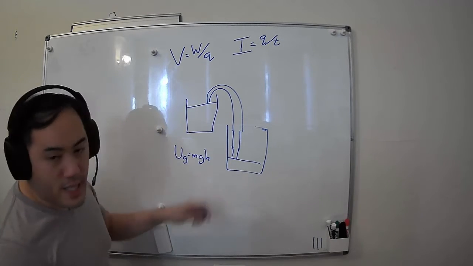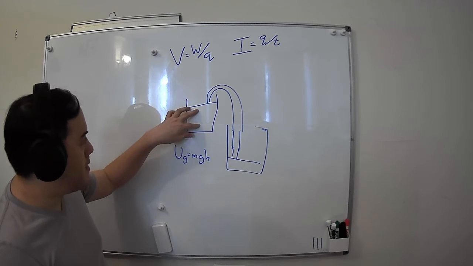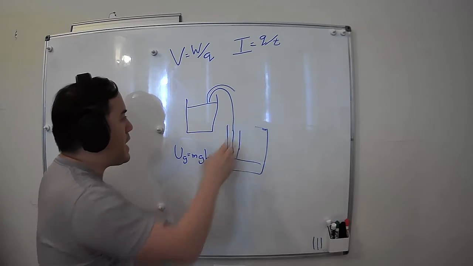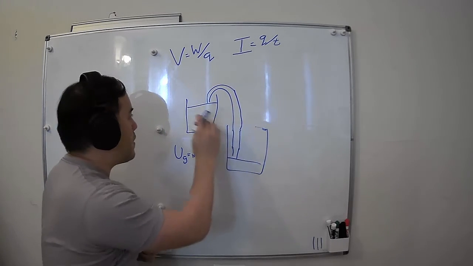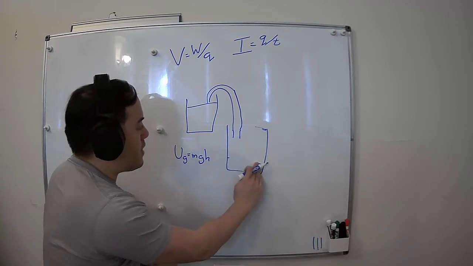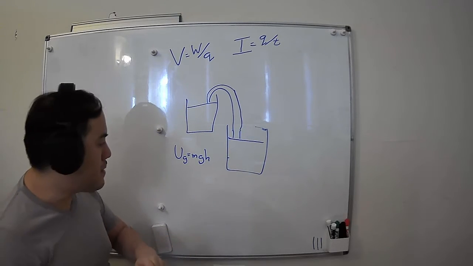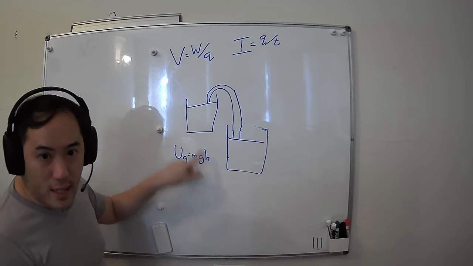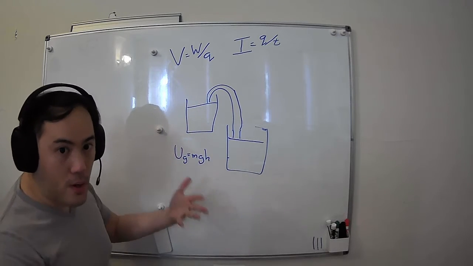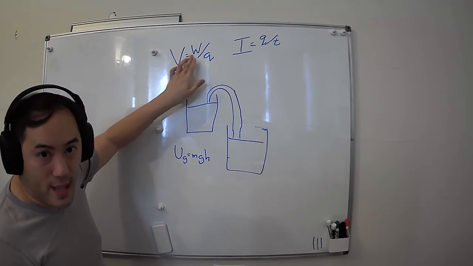It depends on G, H, and M. Yeah, the higher cup will have more energy if it has more water. But even if they have the same amount of water, let's say there's 1 kilogram of water in the top cup and 1 kilogram in the bottom cup, the top cup will still have more energy because M is the same, H is higher. The higher cup has more energy per water, energy per amount, energy per charge.